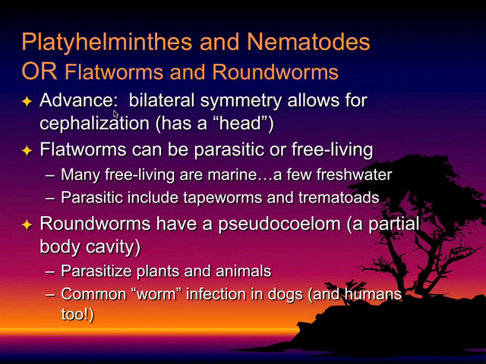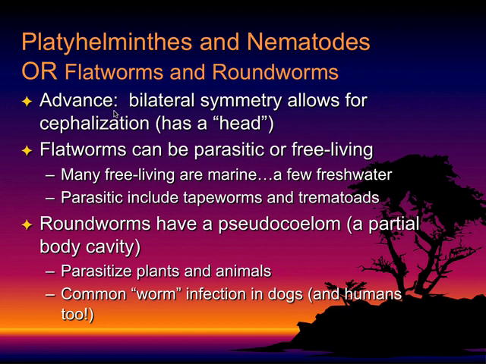Next up, we have the platyhelminths and nematodes, or the more common names, flatworms and roundworms. So the cool thing about these guys is now, in addition to tissue, we're adding in cephalization. That's another characteristic. So cephal means head, so it is the beginning of a head region. So flatworms can be parasitic or free-living, and roundworms, they do have a pseudocoelom. So pseudo means partial or false, so coelom is going to be a body cavity.